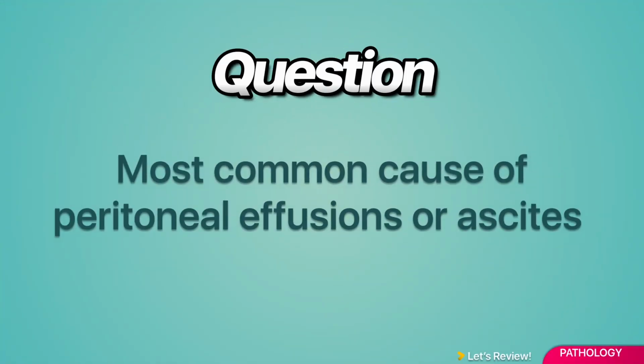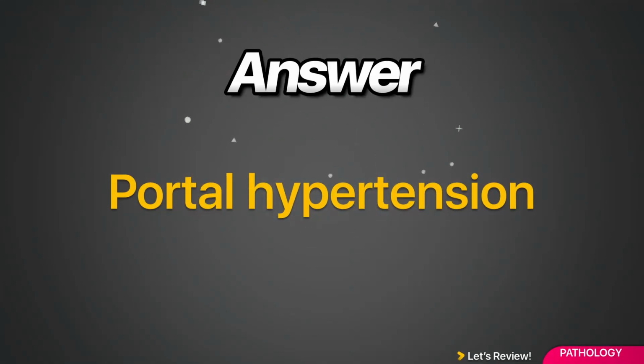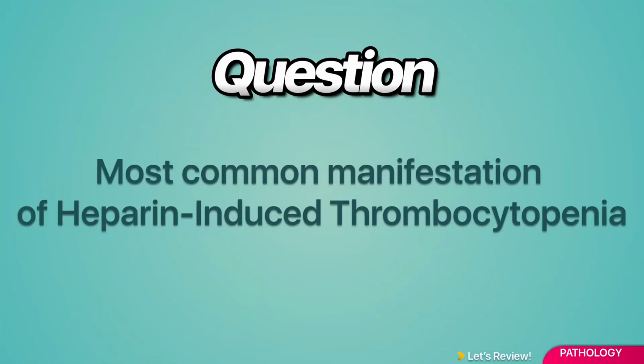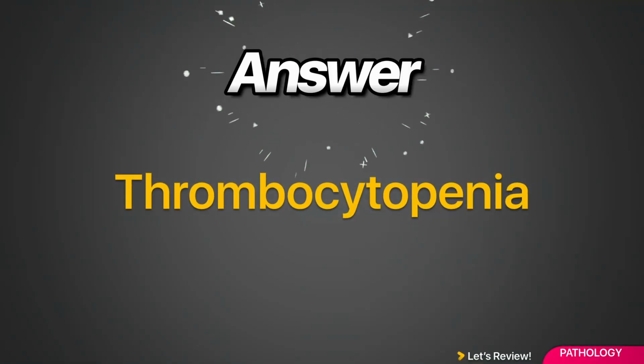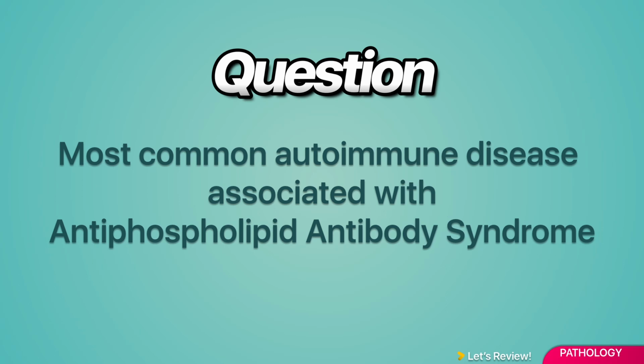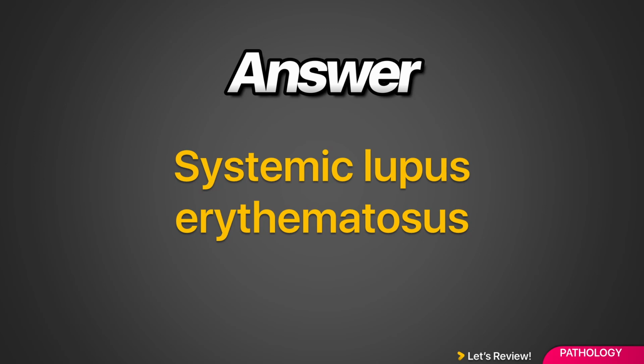Most common cause of peritoneal effusions or ascites. Portal hypertension. Most common manifestation of heparin-induced thrombocytopenia. Thrombocytopenia. Most common autoimmune disease associated with antiphospholipid antibody syndrome. Systemic lupus erythematosus.